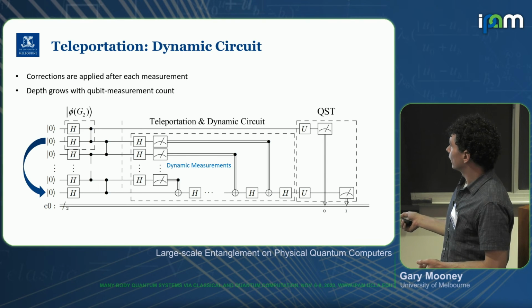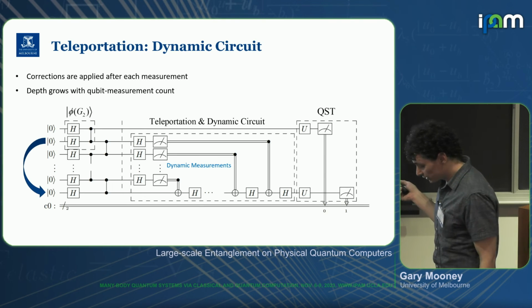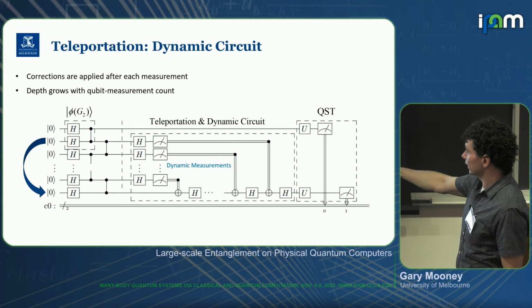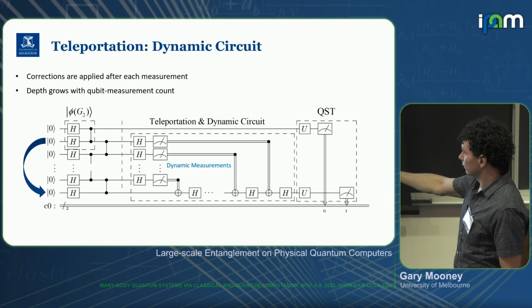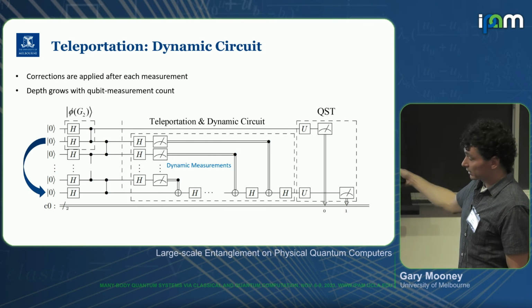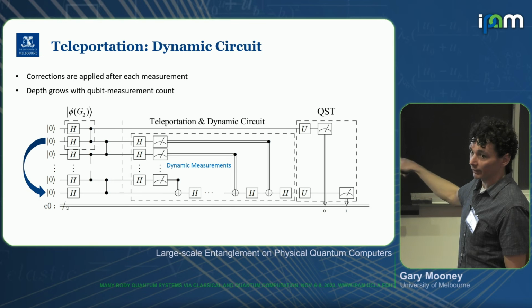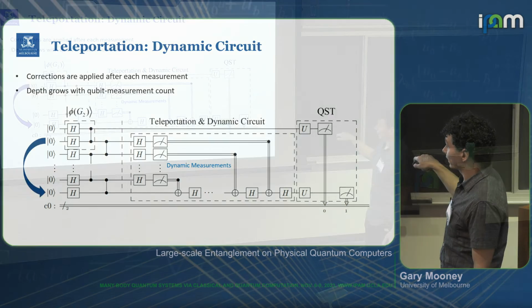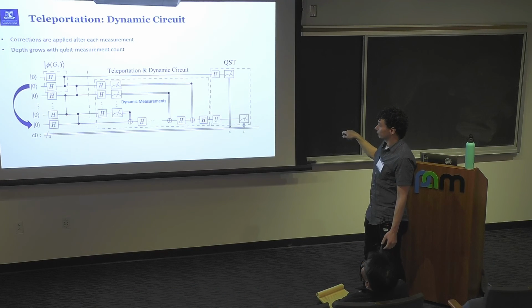Cool. The dynamical circuit is using the teleportation. So we generate this Bell state. We actually have a graph state here because we're applying these CZs on an H. If we measure in the X basis, which is equivalent to applying another Hadamard gate and then measuring in the Z basis, we can then use that data to correct our next qubit.